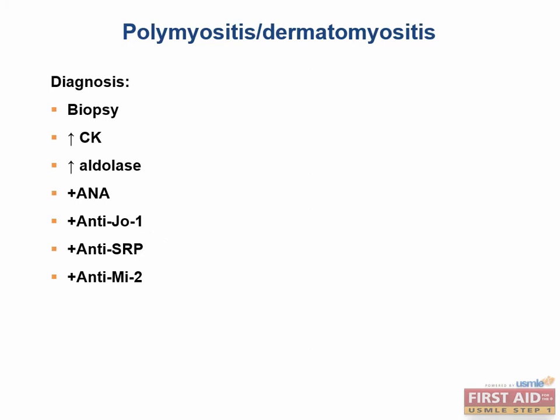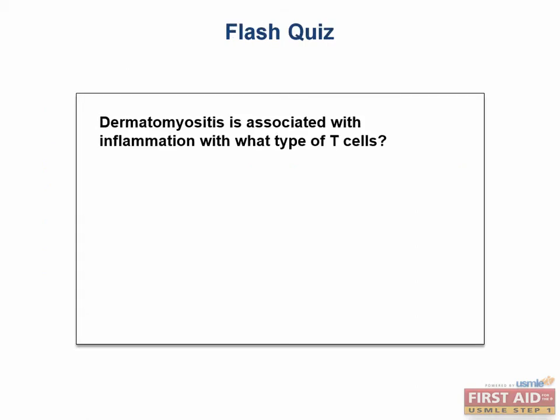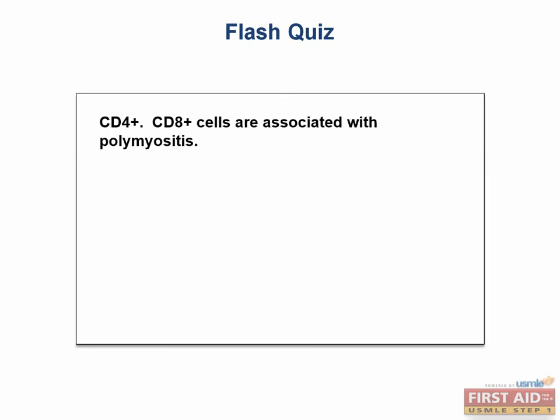As we've discussed, you can make these diagnoses with biopsy, but usually the best confirmatory evidence is actually done by laboratory testing, often with increased CK and aldolase, as well as positive ANA, anti-Jo1, anti-SRP, and anti-Mi2 antibodies. And the treatment? You guessed it, steroids, followed by long-term immunosuppression like MTX. Dermatomyositis is associated with inflammation with what type of T cells? CD4 positive. CD8 positive cells are polymyositis.